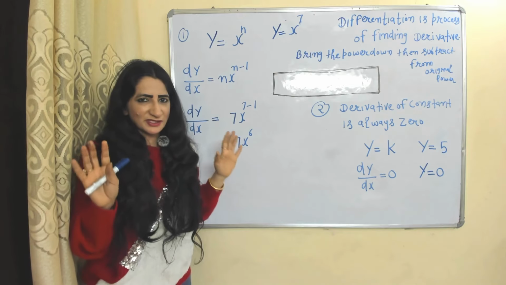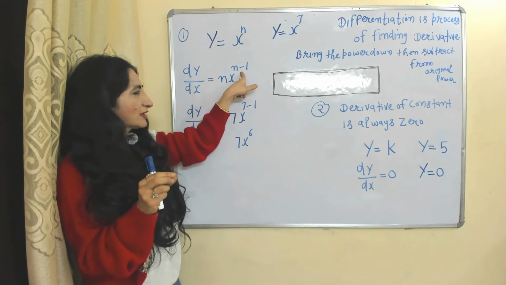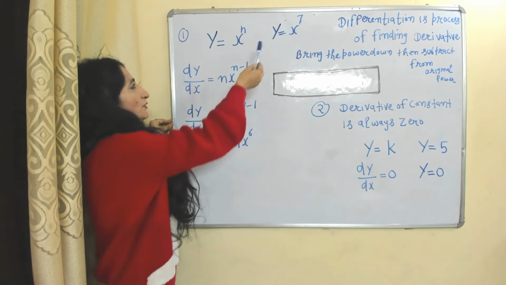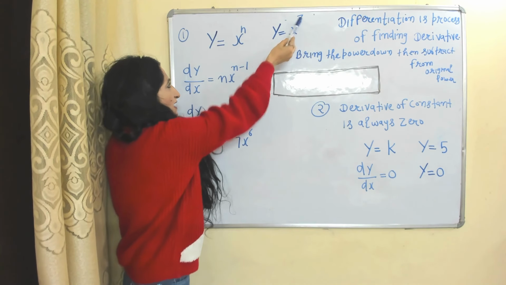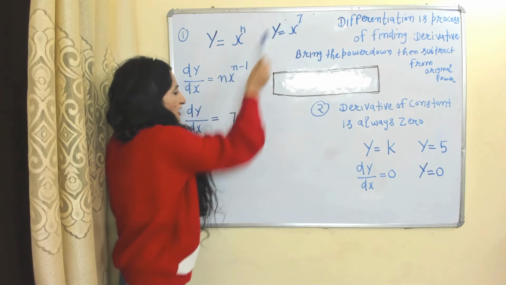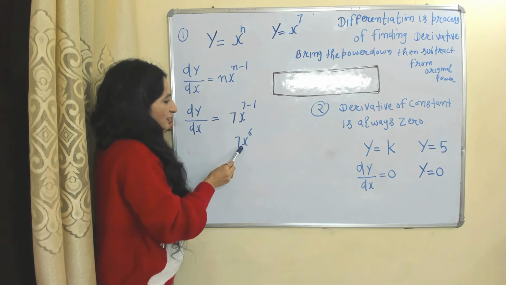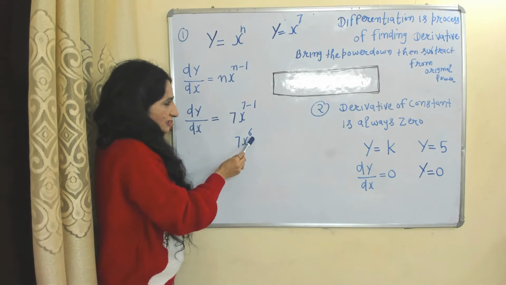Y equal to x to the power n, we have to differentiate y with respect to x. The formula is n x to the power n minus 1. That means first of all we will bring this power down, then minus 1 from the original power. For example, y equal to x to the power 7, we have to differentiate y with respect to x. First of all, we will bring this power, this 7, down, then minus 1 from the original power. It will become equal to 7x to the power 6.